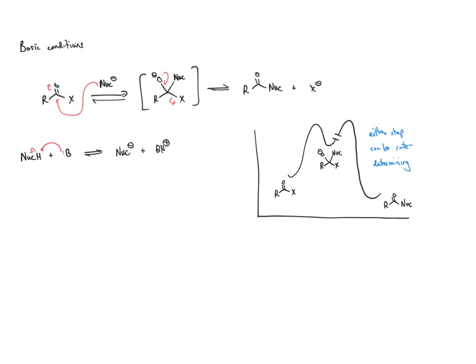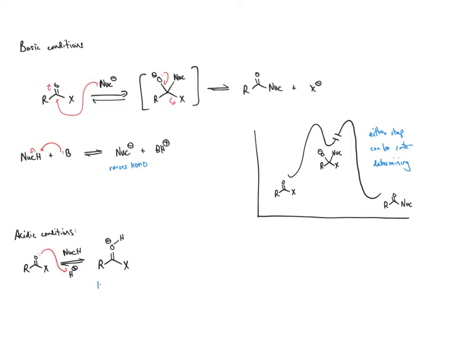Now, what if we were under acidic conditions? Well, acidic conditions is very similar, except now we're going to have a proton source that is going to activate the carbonyl. So instead of having a deprotonated nucleophile, what we're now going to have is a neutral nucleophile, but now we're going to have acidic conditions. And so what happens here is that we're lowering the LUMO. The carbonyl is going to become protonated, and now we have a really activated carbonyl. This lowers the LUMO, while this raises the HOMO.